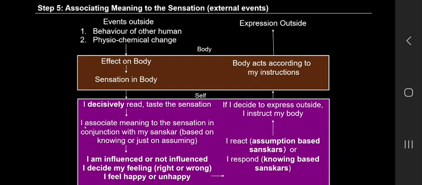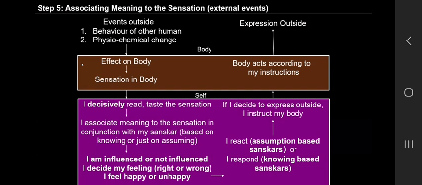So these are the steps which are happening in the interaction between me and the other person. The body is affected by his words. This is one part. Now I am reading those words and giving meaning to them, and this meaning may be based on knowing, or it may be based on assuming. If it is based on assuming and I am feeling disrespected, then I am influenced. And with this feeling of disrespect, I react. I decide to instruct my body and give him a reply. Then the body starts acting according to my instruction, and I express it outside to that person. So this is how the steps are working.